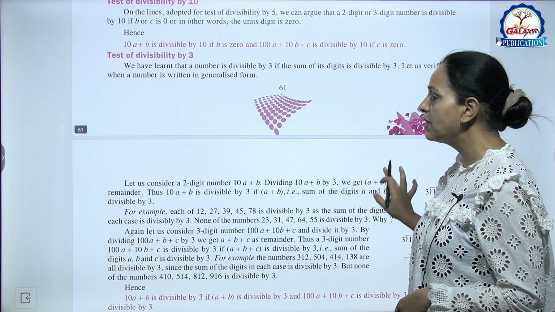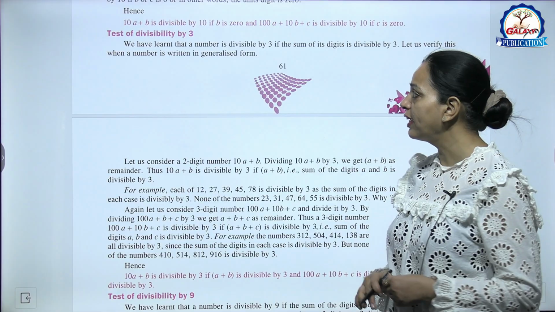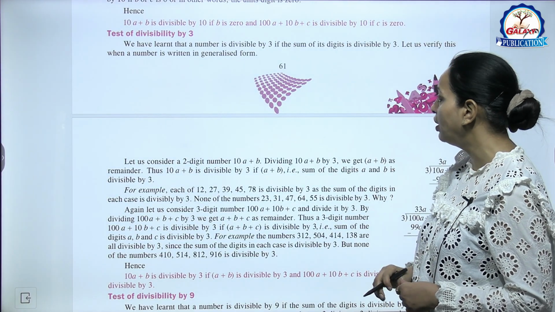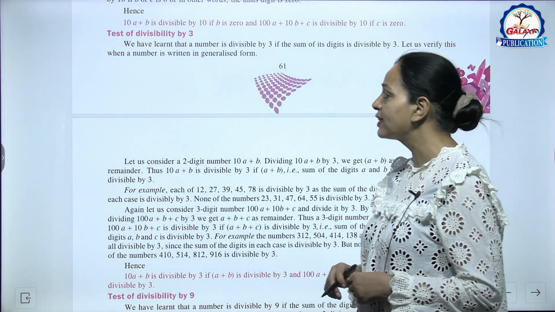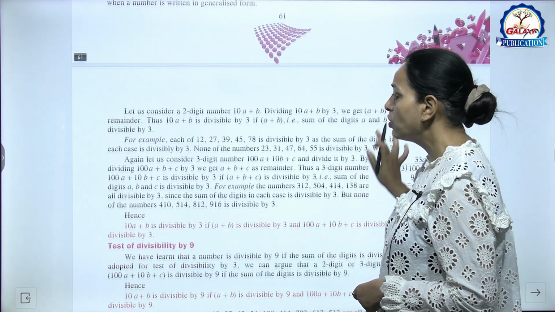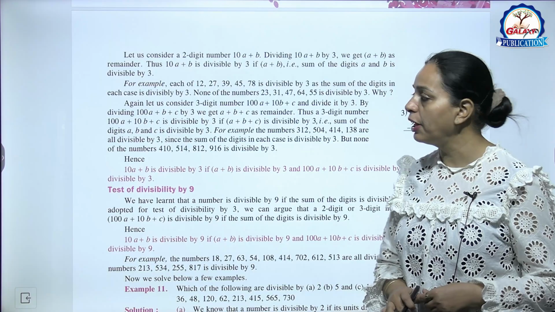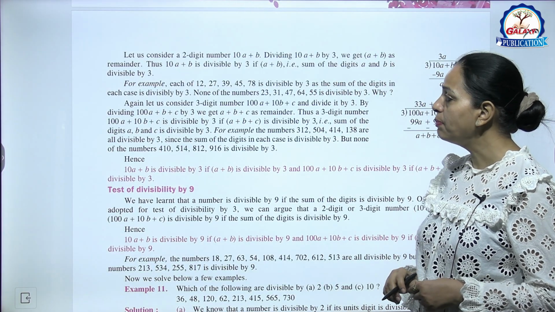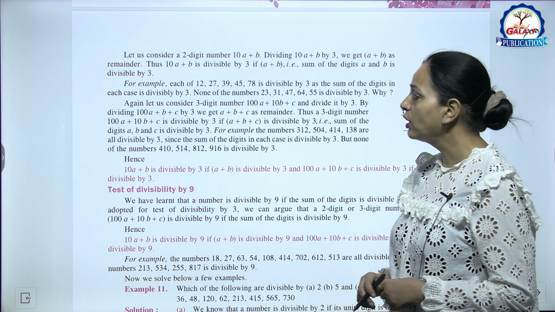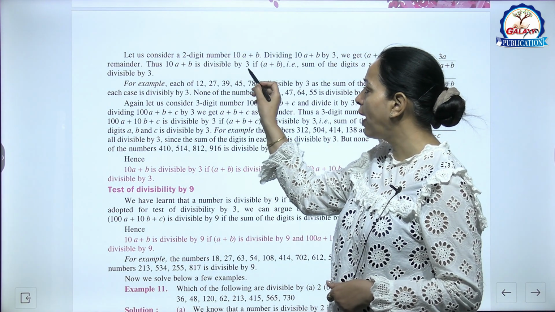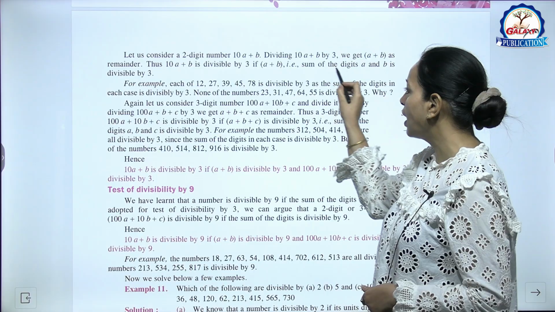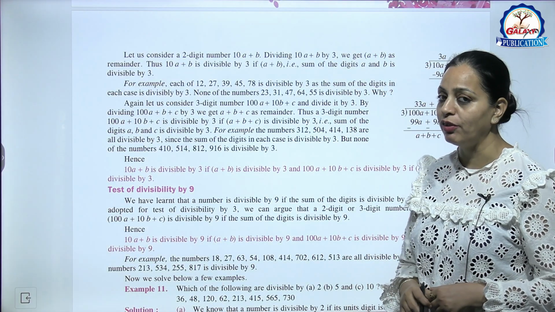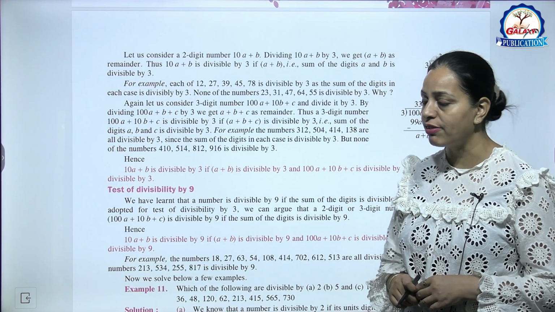Now test of divisibility by 3. We have learned that a number is divisible by 3 if the sum of the digits is divisible by 3. Let us verify this when a number is written in generalized form. So let us consider a 2-digit number 10a plus b. Dividing 10a plus b by 3, we get a plus b as remainder. So thus 10a plus b is divisible by 3 if a plus b, that is the sum of the digits a and b, is divisible by 3. So look at this, very interesting.